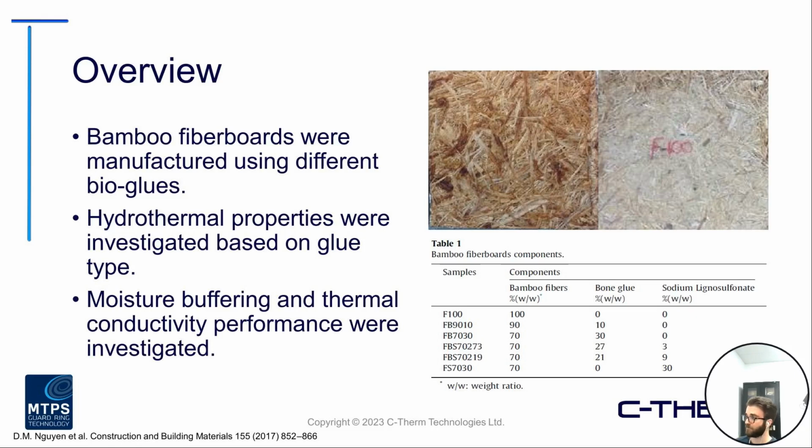So a little bit of an overview in this paper. They are looking at bamboo fiberboards. They were manufactured using different bioglues. The hygrothermal properties were investigated based on glue type. So they had a few different sample mixture configurations.